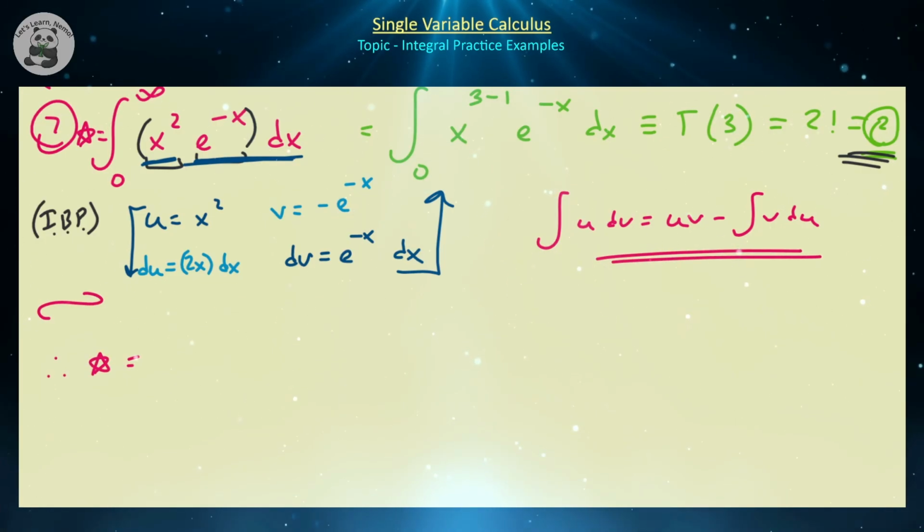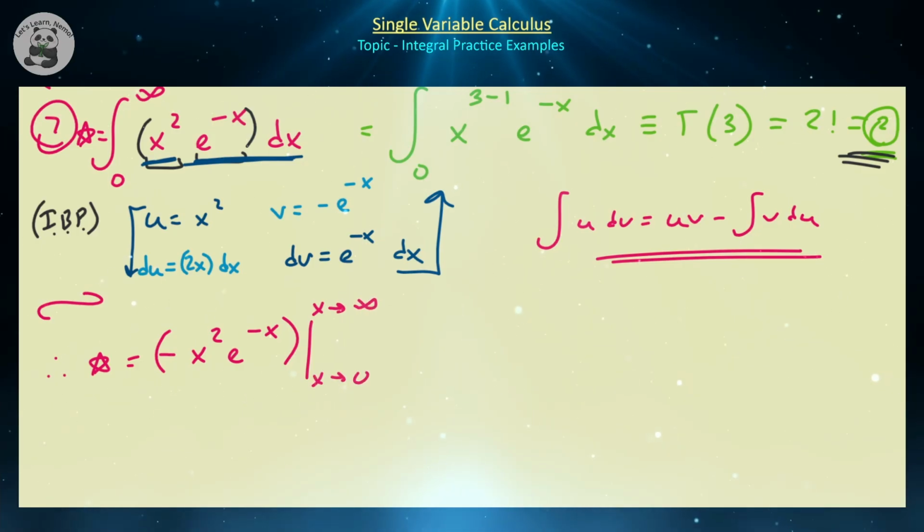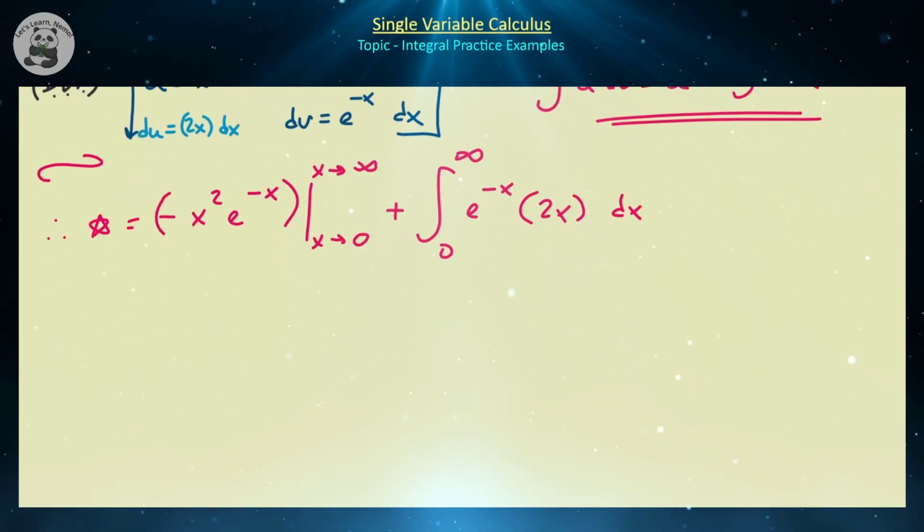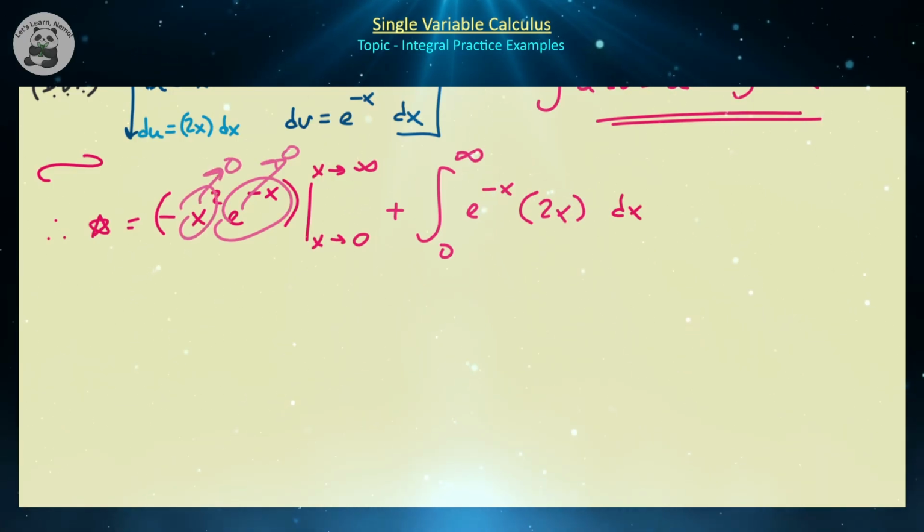So star is going to be equal to uv, and keep in mind we need to apply our limits, minus the integral of v, let's change that minus to a plus, minus v du. Okay, so that's what we have here so far. As x goes to infinity, that's going to go to 0, and as x goes to 0, that's going to go to 0. So we have 0 minus 0, which is 0, which is pretty nice.